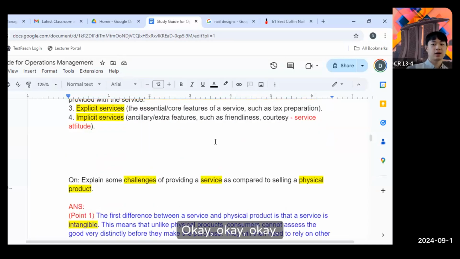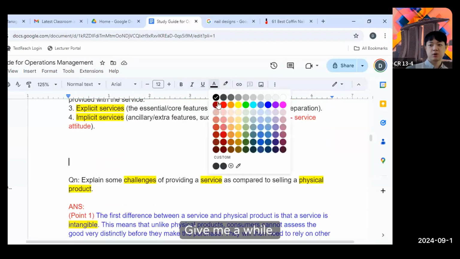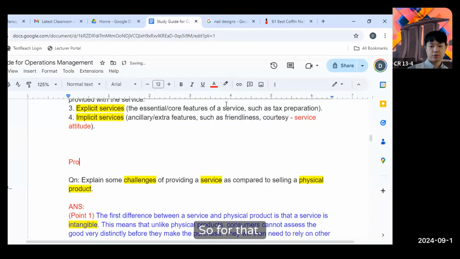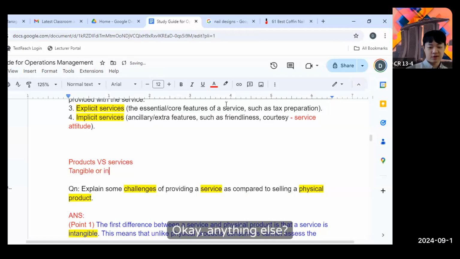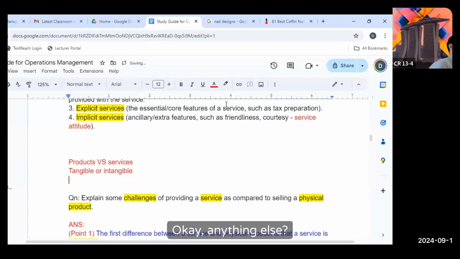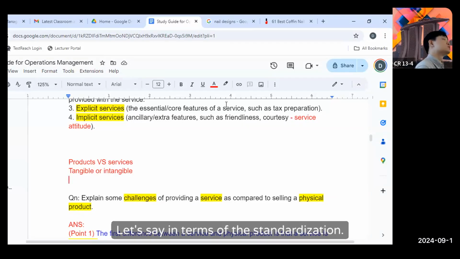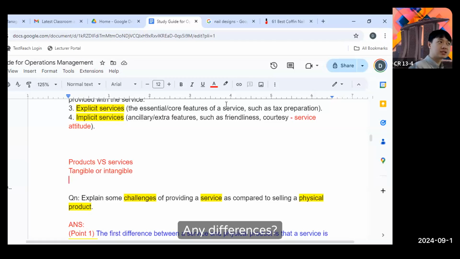Okay, all right. Anything else? Anything else? Anything else? Let's say in terms of the standardization. Any differences? Standardization, in terms of standardization.